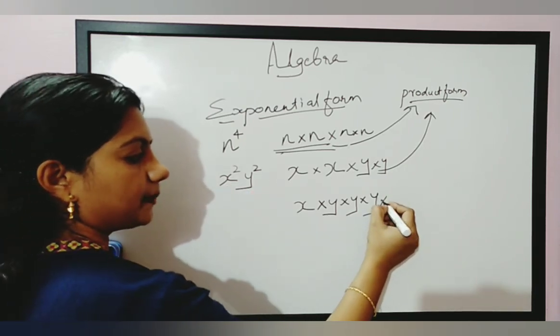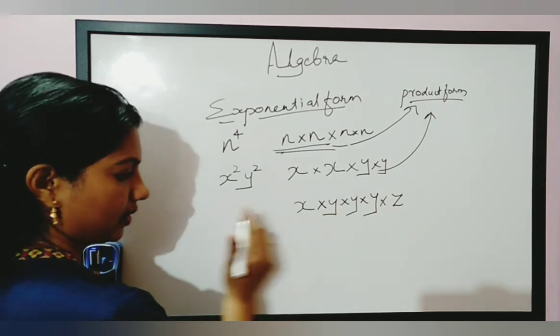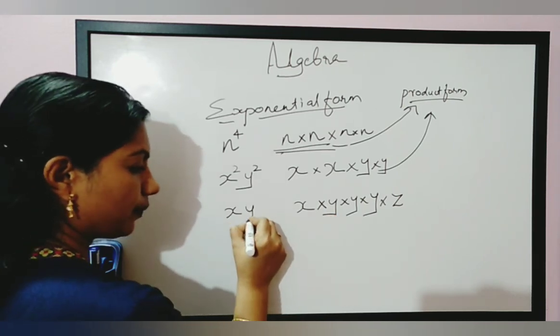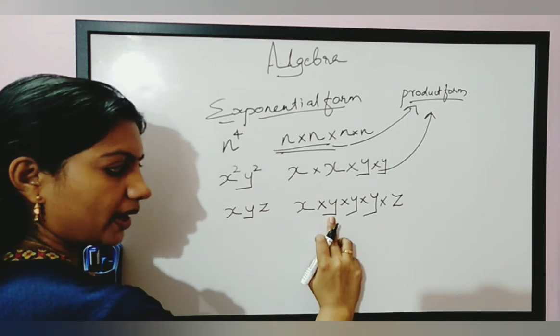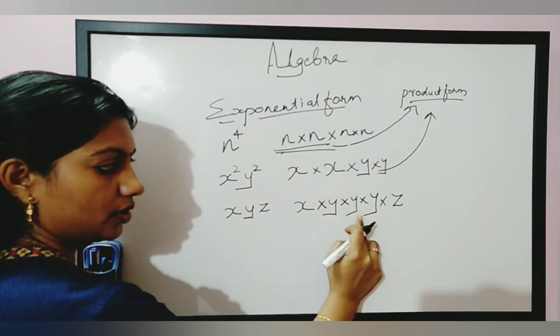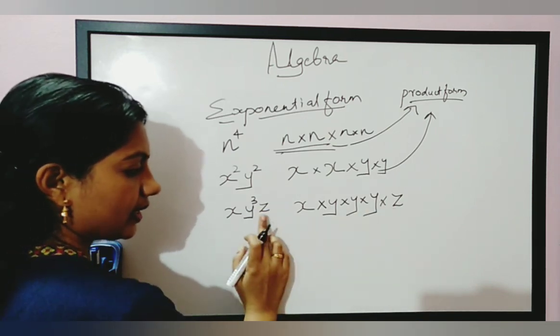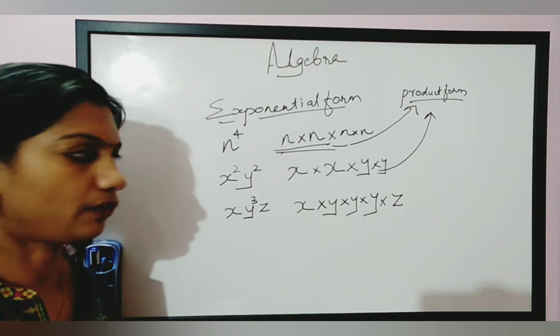Next, look at this. Here I have x. I write the variable x. I have y. I have z. x 1 time. y how many times? 1, 2, 3. y to the power 3 and z is 1 time. So this is how we derive exponential form.